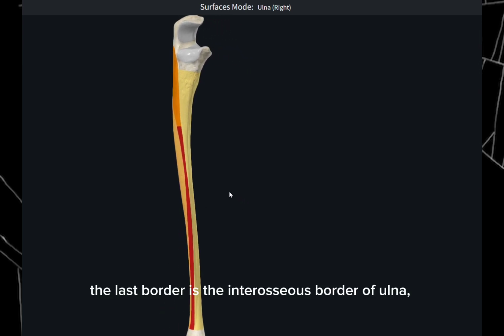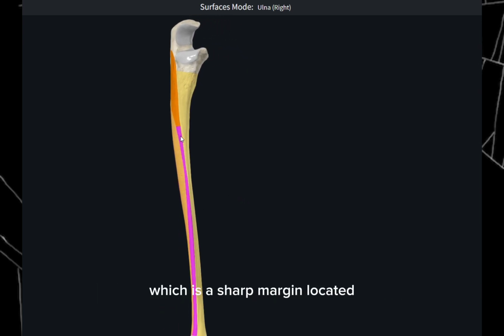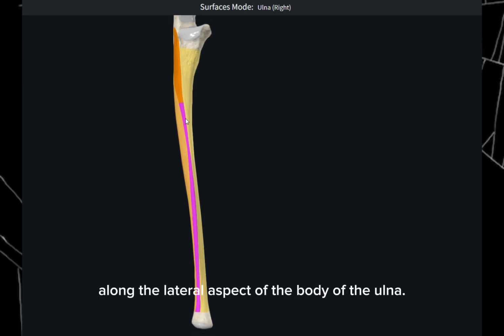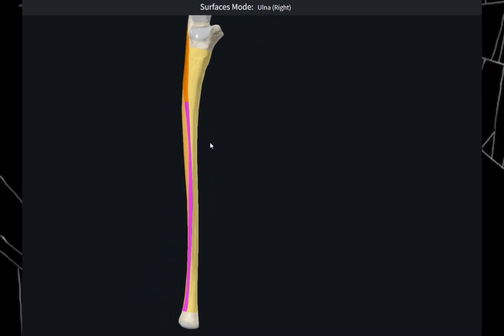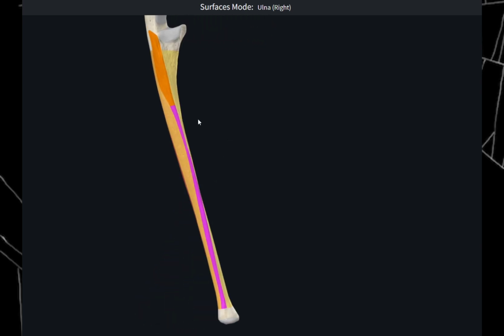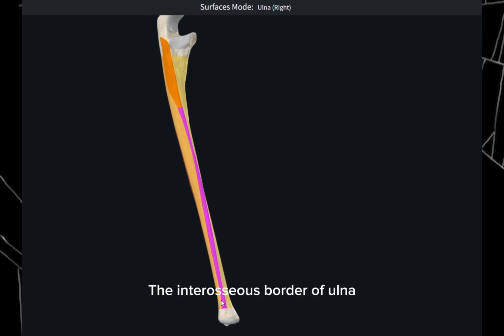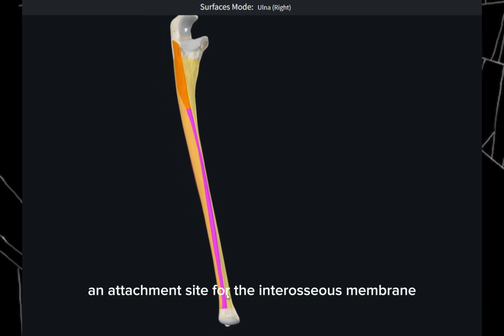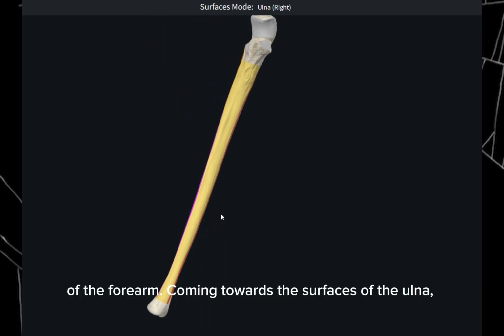The last border is the interosseous border of ulna, which is a sharp margin located along the lateral aspect of the body of the ulna. It extends inferiorly from the supinator crest to the distal part of the ulna. The interosseous border of ulna provides an attachment site for the interosseous membrane of the forearm.